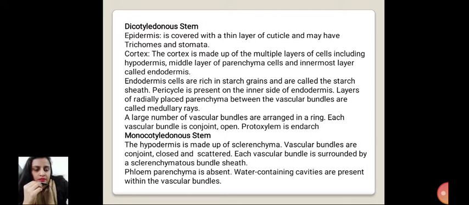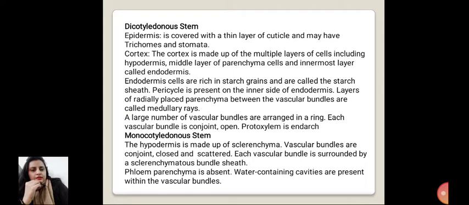Epidermis is covered with a thin layer of cuticle and may have trichomes and stomata. Then cortex is made up of multiple layers of cells including hypodermis, middle layer of parenchyma cell and innermost layer called endodermis. Endodermis cells are rich in starch grains and are called the starch sheath. Pericycle is present on the inner side of endodermis.